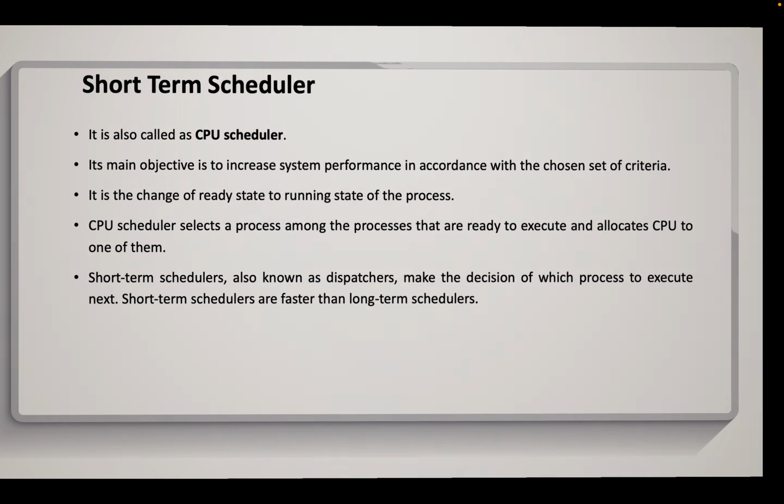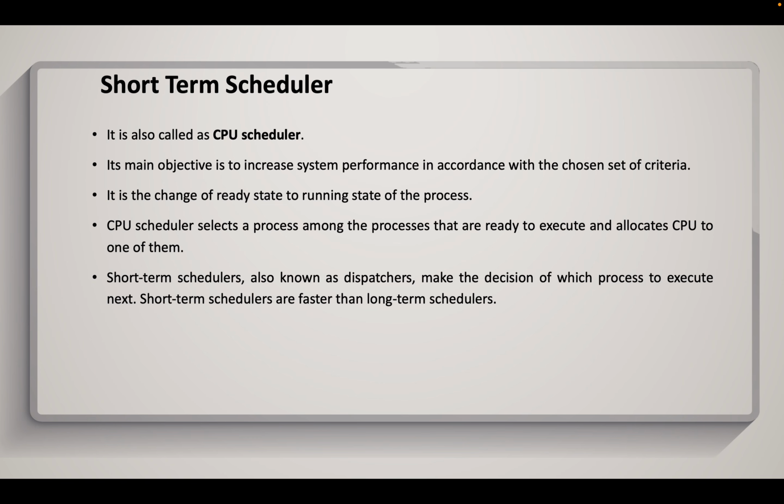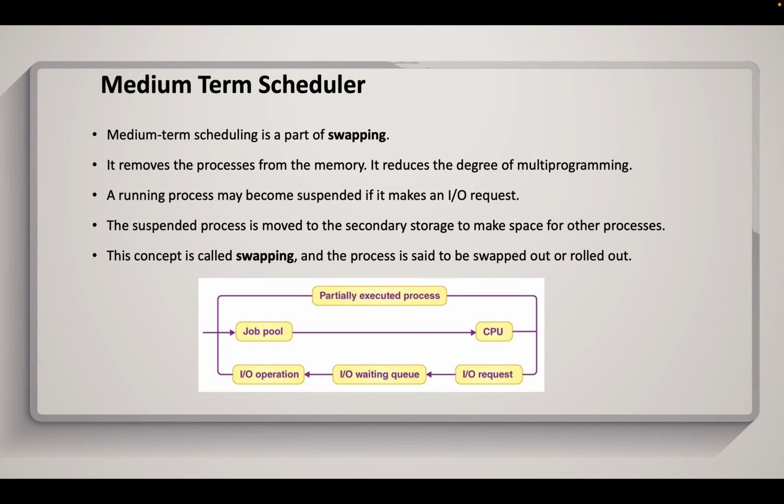The second one is the short-term scheduler. Sometimes we call it the CPU scheduler. Its job is to move processes from the ready queue to the CPU. The medium-term scheduler moves processes between states, such as suspended to ready or blocked to wait, and so on. Sometimes we call it swapping. The medium-term scheduler is a part of swapping.